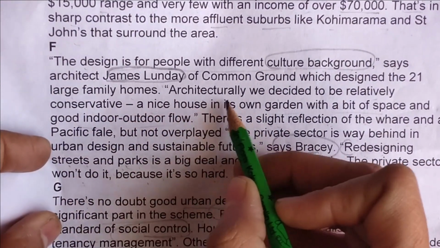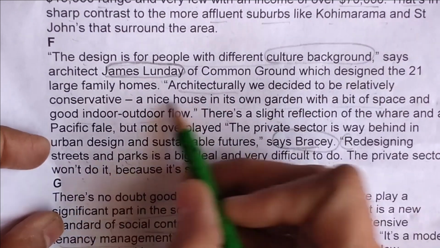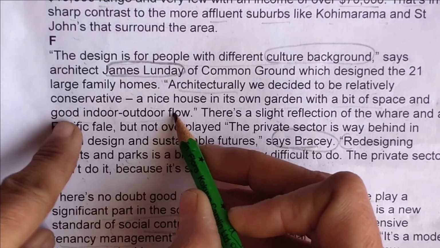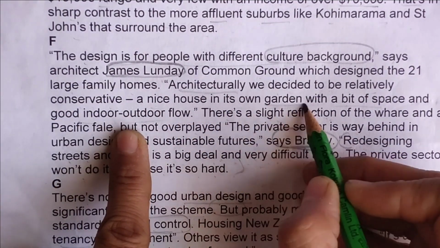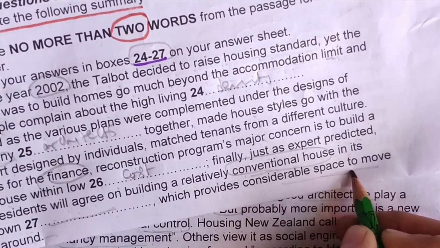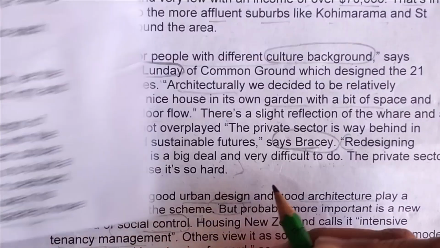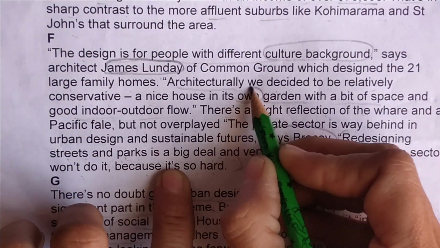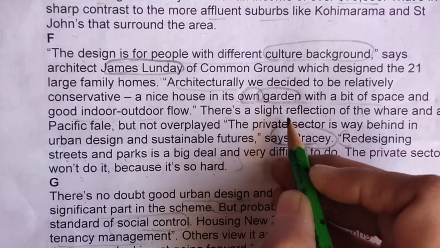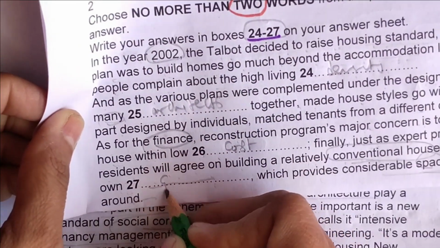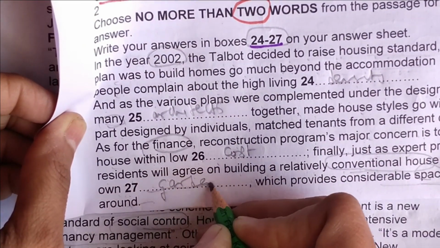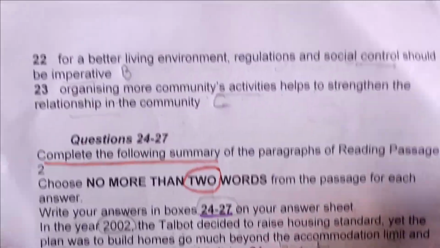It says architecturally we have decided to be relatively conservative, a nice home in its garden with a bit of space, and yes, here the word space to move is also there, and its own is also there. So garden will come. Yes, definitely garden will come. So now we have finished this reading.